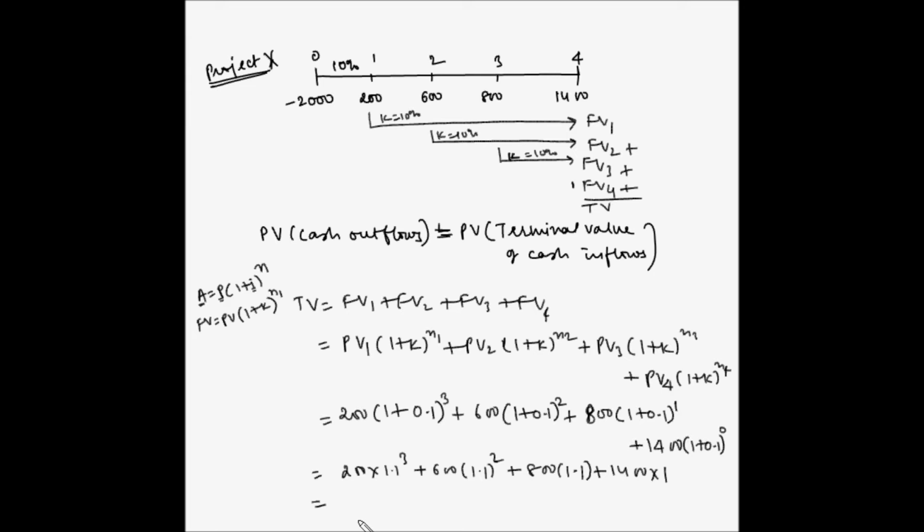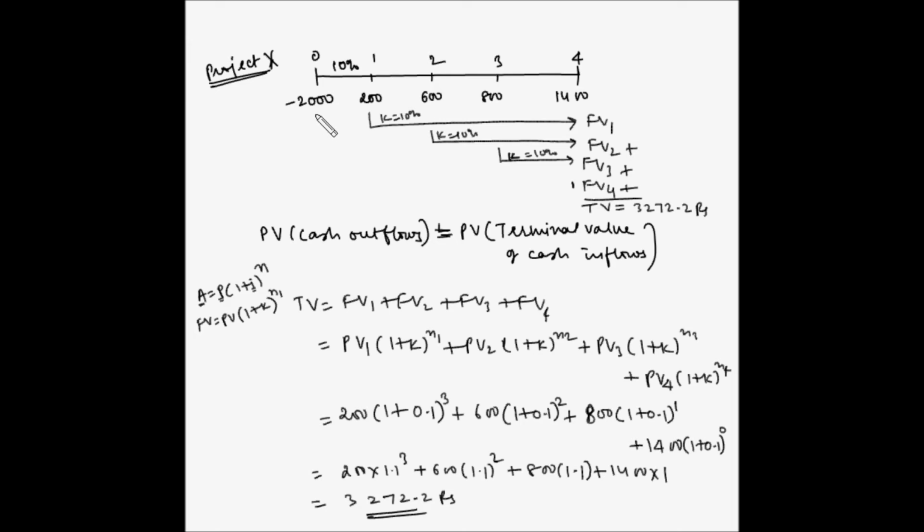So this is equal to 3272.2 rupees. So the terminal value of cash inflows is 3272.2 rupees. So we have the terminal value of cash inflows.